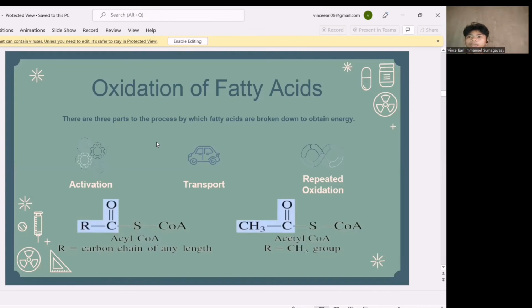Oxidation of fatty acids. There are three parts to the process by which fatty acids are broken down to obtain energy. The first part is activation, the second is transport, and the third is repeated oxidation.